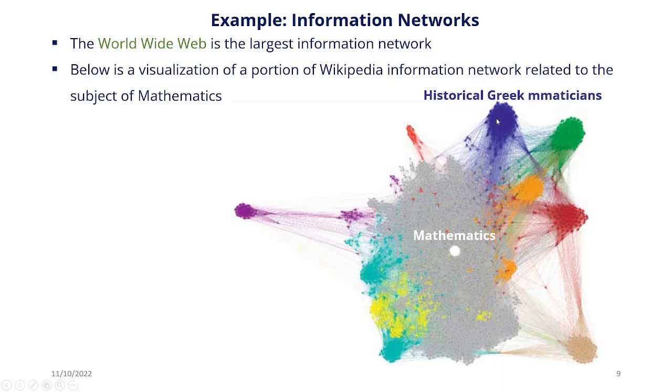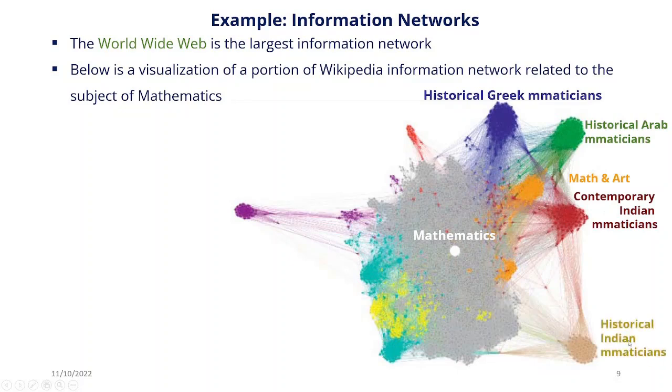So on the top here we have this purple set of nodes, which is very dense, that has to do with historical Greek mathematicians. I'll use the word mathematicians for the purpose of space. Historical Arab mathematicians, the subject of mathematics and art, contemporary Indian mathematicians, the red side here, historical Indian mathematicians, the subject of game theory, the subject of statistics, mathematical software, pedagogical theory.